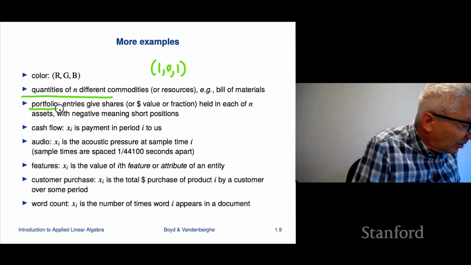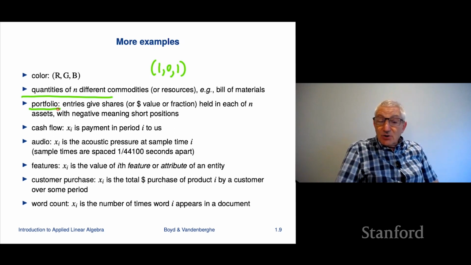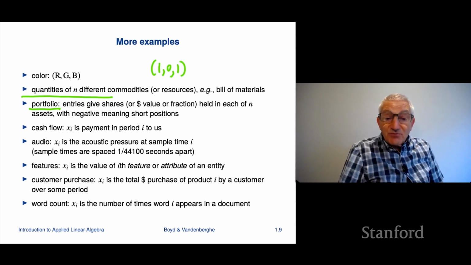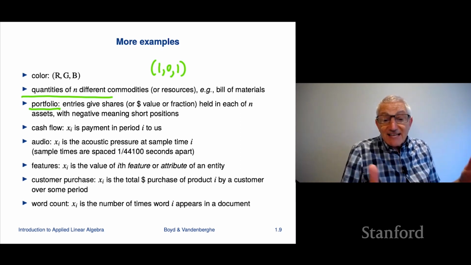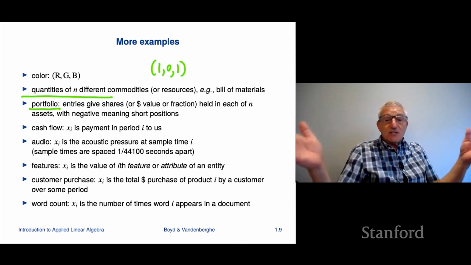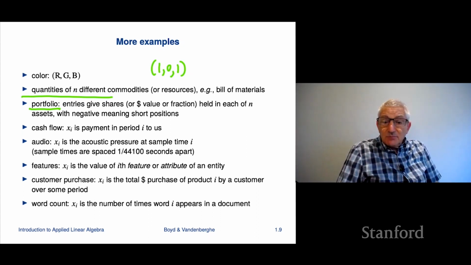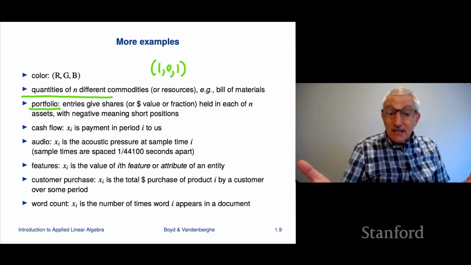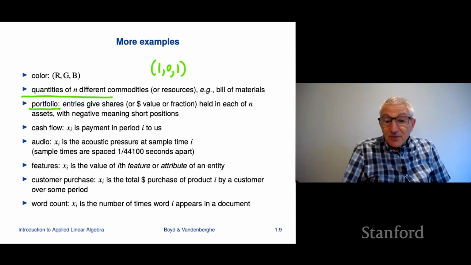Here's one: a portfolio in finance. It's universal in finance when you're describing a portfolio. A portfolio is a collection of assets that you own, typically stocks, bonds, options. It doesn't matter what they are. What a portfolio does, first of all, is it's a collection of things that you own, and it's represented by a vector.